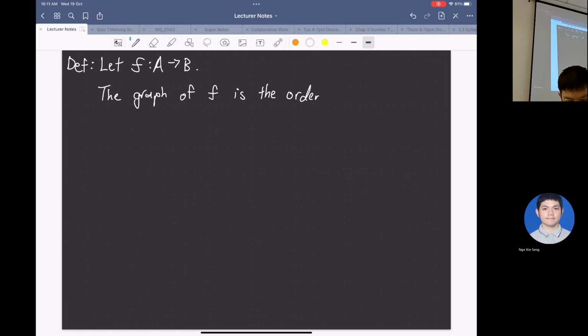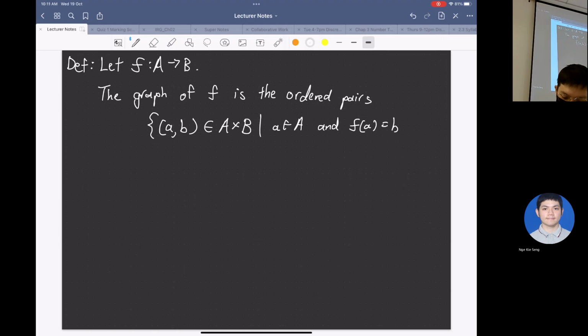Last week we learned the n-tuples, right? So now it's just the ordered pairs (a, b), such that a is in A and b is in B. So this is the Cartesian product. Remember the Cartesian product of A and B? It's just the ordered pairs, such that a is in A, and the b we take are only those that have the pre-image.